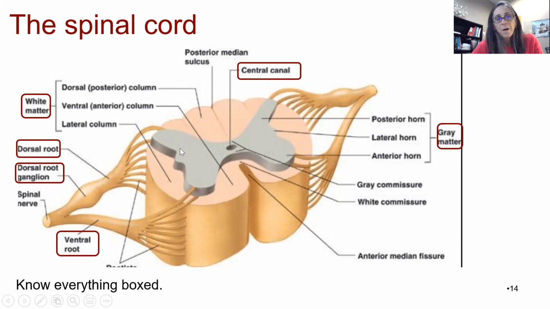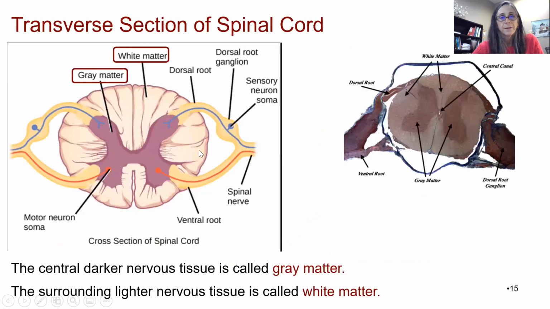Then you have a smaller horn, which is called the lateral horn, and then you have the anterior horn, which is, of course, facing anterior. And then, of course, the nerves that extend out to form the ventral root. And that's that. And let's see what else I have.